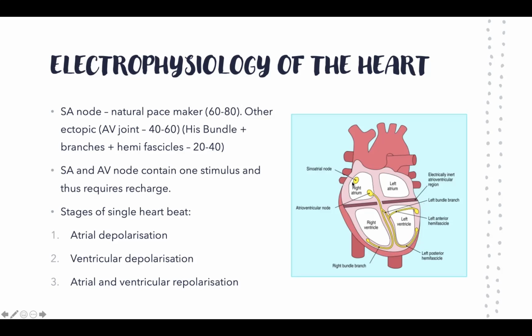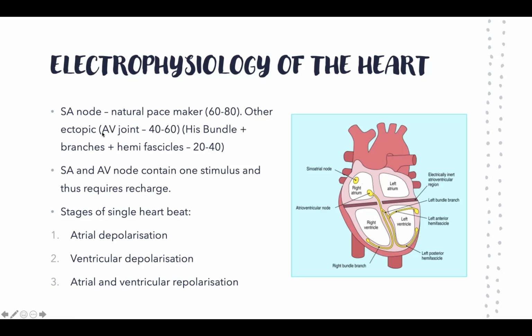Our sinoatrial node is the natural pacemaker of the heart. It has a heart rate of about 60 to 80. But our pacemaker doesn't have to start from the sinoatrial node. In fact, it can start from the AV node. It can even start from the bundle of His or even the ventricles itself. The lower down it goes, the slower the heart rate tends to become.